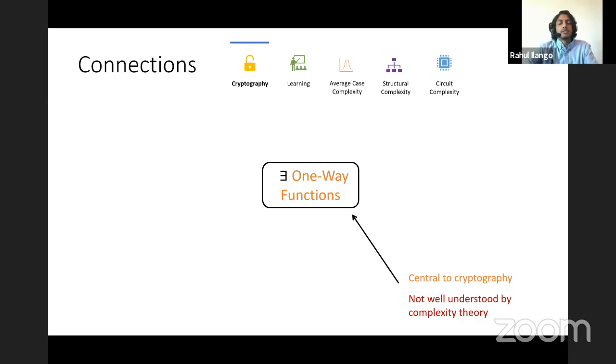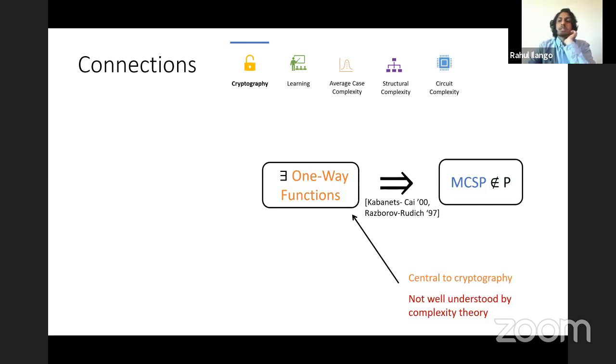Interestingly, MCSP seems to have some sort of relationship with this. The hope is that maybe you could capture the existence of one-way functions using MCSP. So what do I mean by this? Well, about 20 years ago, people observed that if one-way functions exist, then MCSP can't be in P. And the reason for this is as follows.